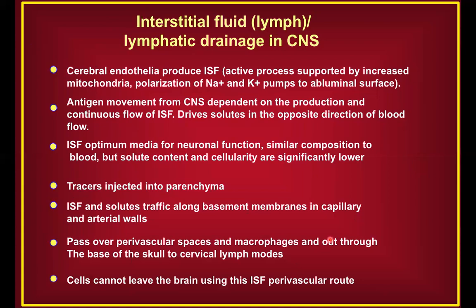You can inject things into the blood, into the brain, tracers into the parenchyma, and you'll see that it drains. They've been doing drainage studies since the 40s. We see that it moves along the basement membranes, and we see that it passes over perivascular spaces. This becomes important for neuroimmunology because if you're going to have this flow of interstitial fluid flowing over perivascular spaces where you have this concentration of macrophages, we're going to see that it drains out the base of the skull to the cervical lymph nodes. Now, cells can't leave using this route. So an immune cell can't travel out through these subarachnoid spaces.